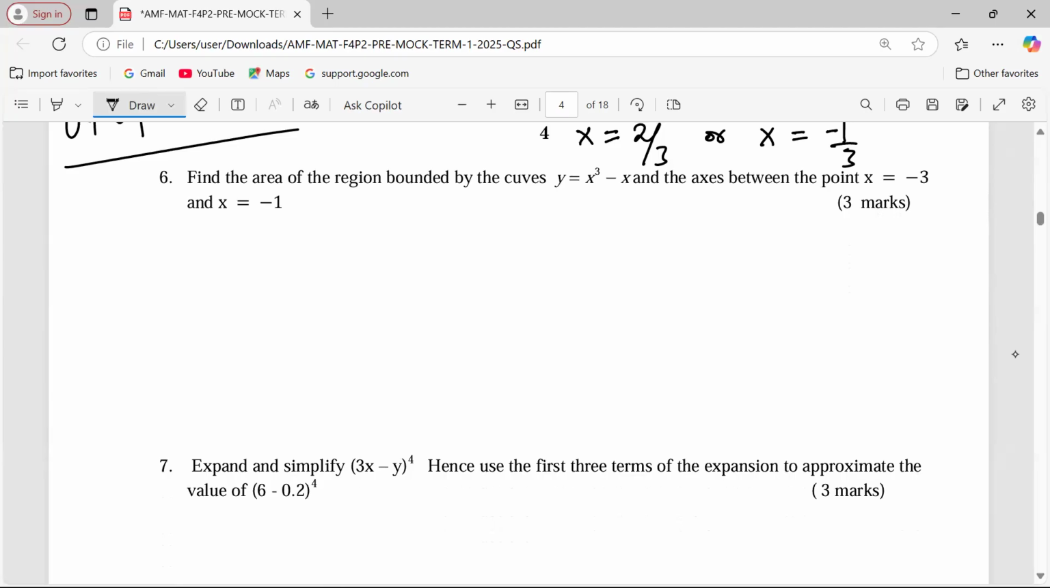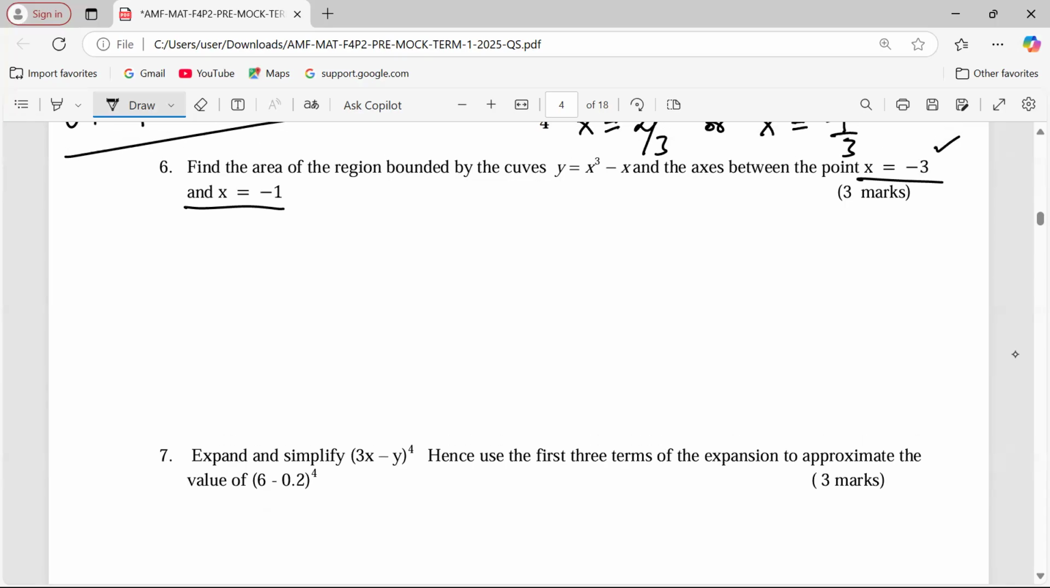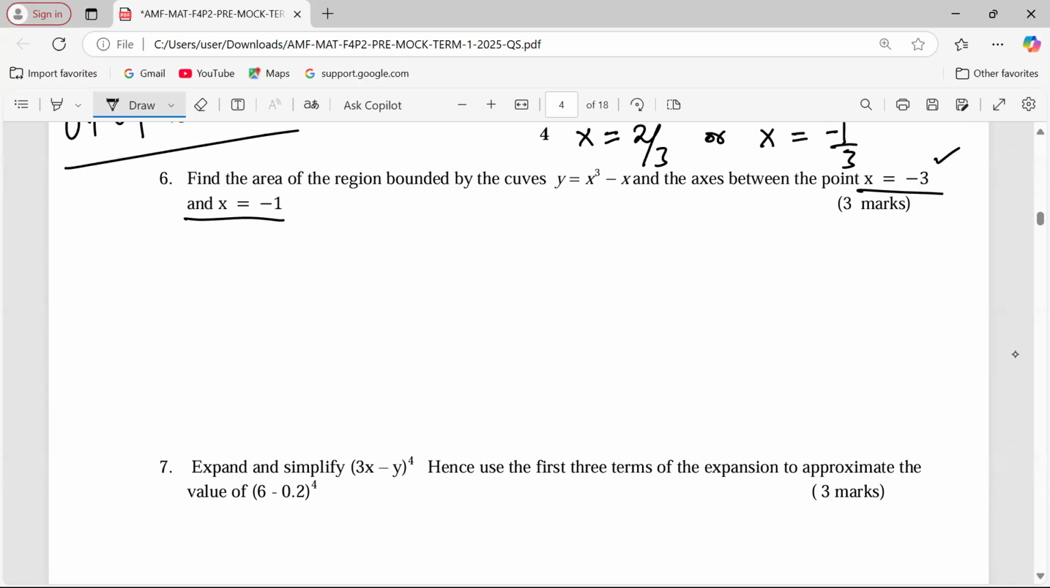Find the area of the region bounded by the curve y equals to x power 3 minus x, and the x-axis between the points x equals to negative 3 and x equals to negative 1. This is negative 3, sorry, not 3. When we are talking about find area, this one should be the exact area. We have not been taught to estimate the area. Therefore, we cannot go to the methods of estimating area. We have to work fully with area by integration.